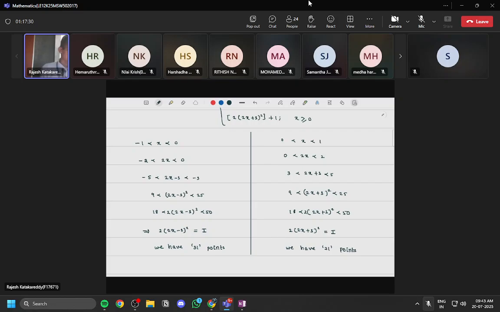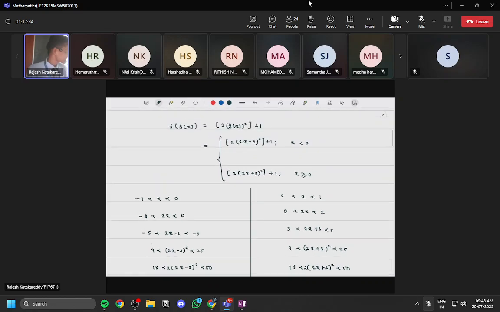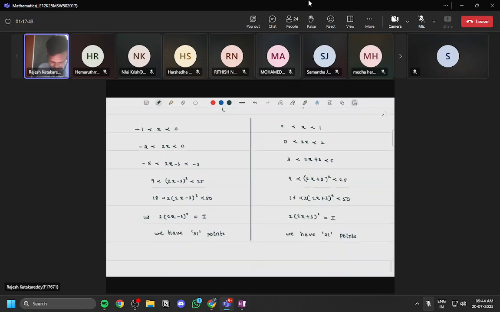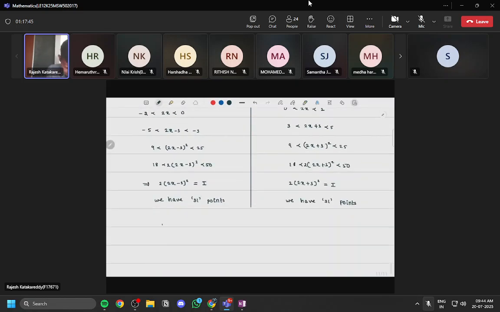Am I clear? So for a composition function, in some situations I won't be able to find the composition, it might be trickier. In that case, I will use the definition at 0.